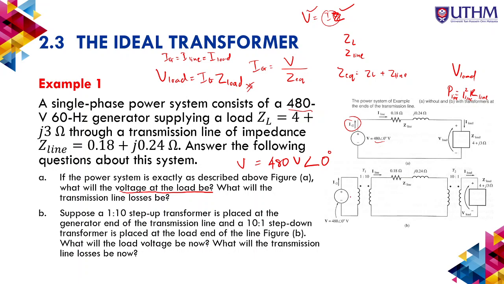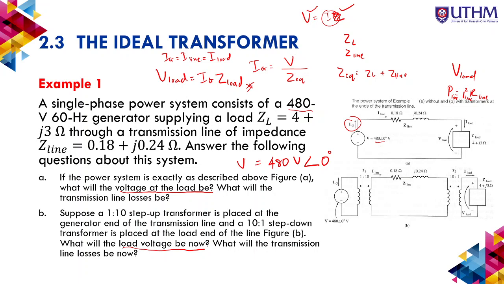So we increase the voltage first, then it goes through the distribution line, and when it needs to reach the house, we do a step down to the required voltage. So we increase first and then we step down. Same question: what will the load voltage be now, and what will the transmission line losses be?